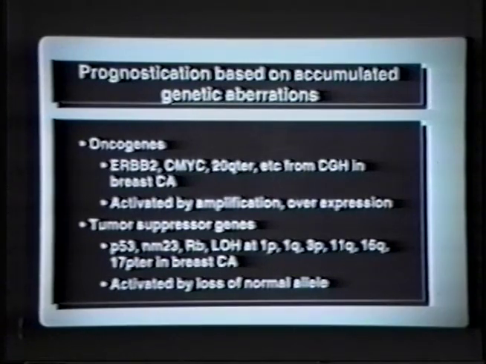And there's really two classes of aberrations that one might look at in human solid tumors. The oncogenes, these are typically dominant genes that are activated either by amplification or overexpression or translocation. And if you look at breast cancer, you find that oncogenes such as ERBB2 and CMYC, there's a region on chromosome 20 that's amplified. These tend to be very frequently involved in the progression of breast cancers, and certainly amplification of ERBB2 has been prominently suggested as a poor prognostic indicator.